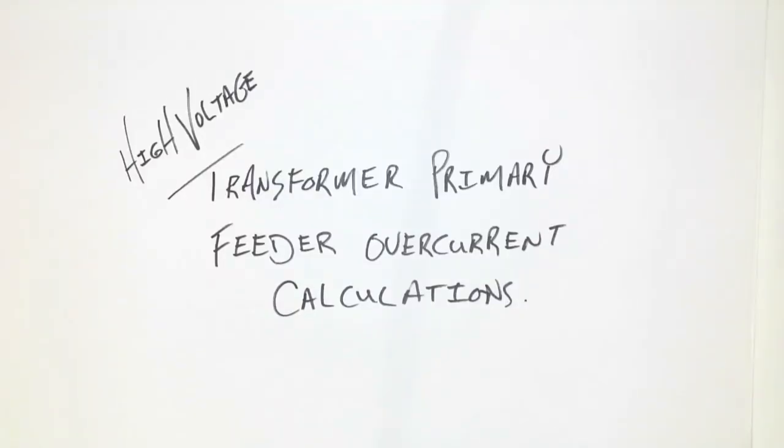High voltage transformer primary feeder overcurrent calculations. In this presentation, we're going to look at how we use table 50 and evaluate if we can omit the primary overcurrent for a high voltage transformer installation.